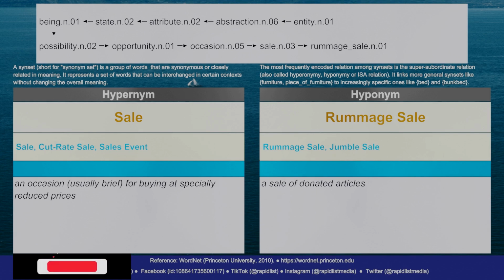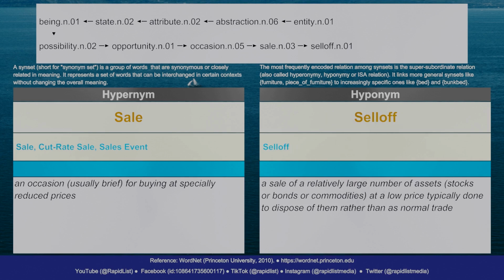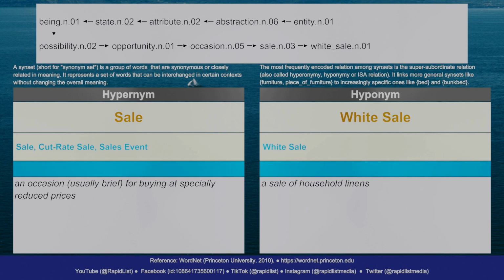Rummage sale. A sale of donated articles. Sell off. A sale of a relatively large number of assets, stocks or bonds or commodities, at a low price, typically done to dispose of them, rather than as normal trade. White sale. A sale of household linens.